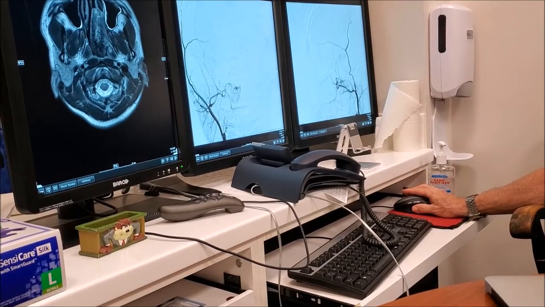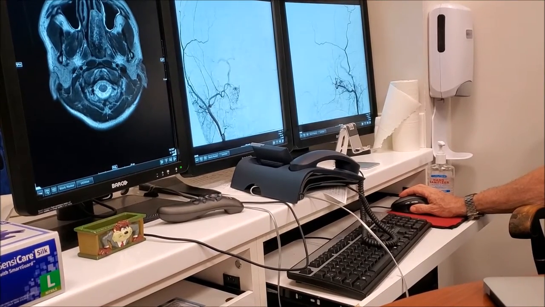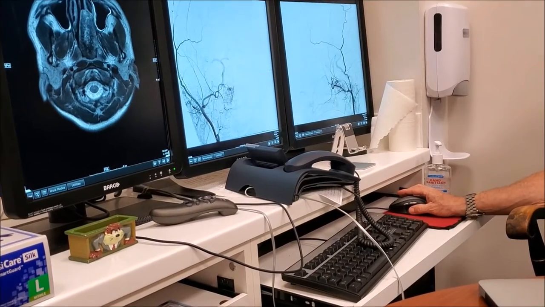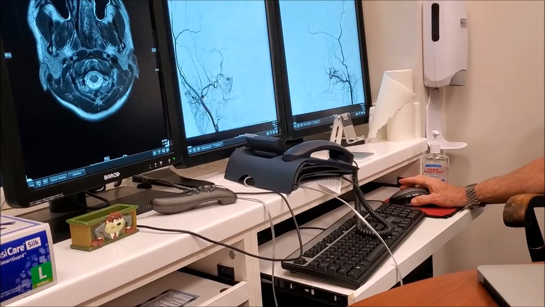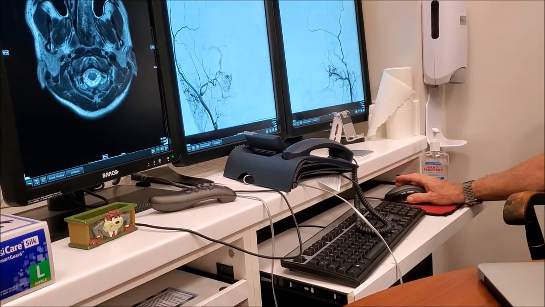Okay, when we see the internal maxillary, what would be this branch? So it should be MMA. This would be, it's a variant of middle meningeal, yes. This is the same one, right?